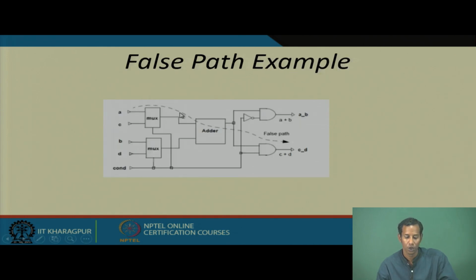Now, the false path example is this: suppose we have A, B, C, D and we have this condition. Depending on this condition, all the paths are basically connected from A to B, or C to D, B to D, but this particular path will never be activated. Depending on the logic, this particular path will never be activated, the one that goes from A to this. That is why this path is called a false path. Okay.